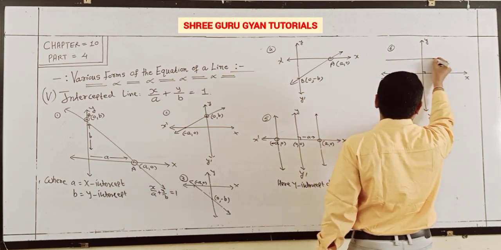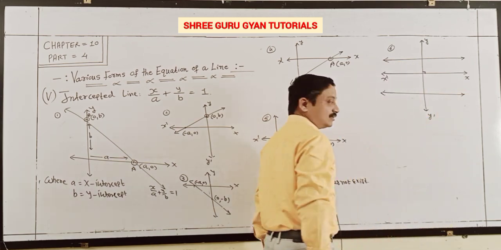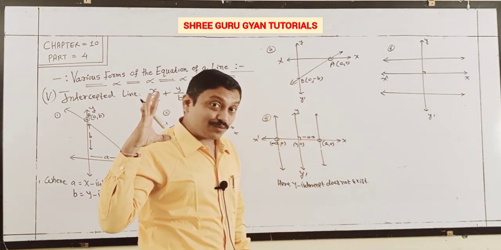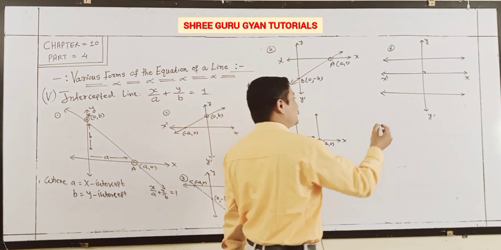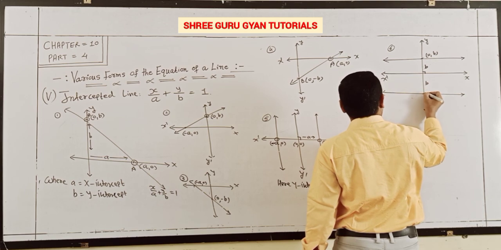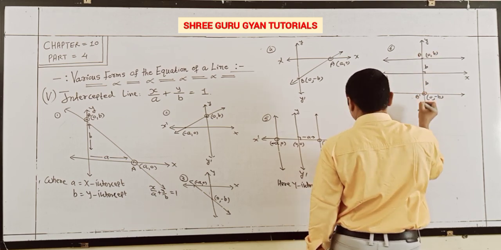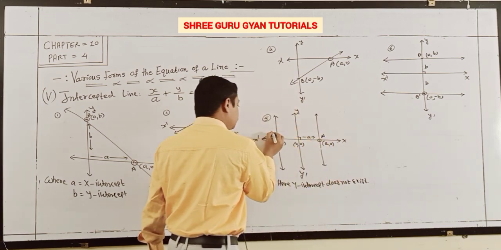Just this type of line: horizontal, this way. The distance traveled from the origin on the y-axis, this distance is b, so the point is 0 comma b. Here also b, but 0 comma minus b. Here b and b dash, and here a and a dash.